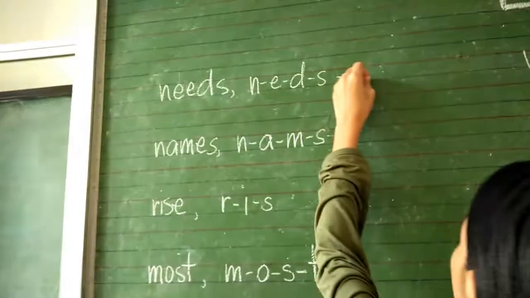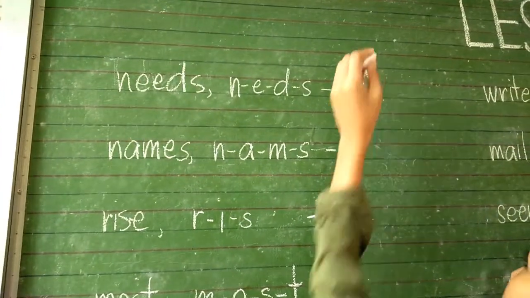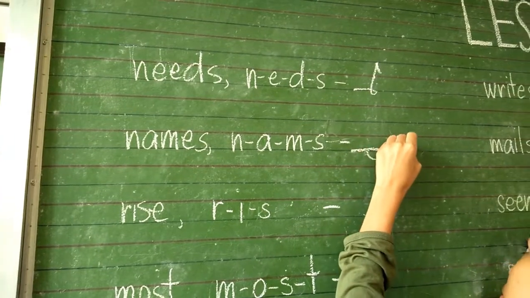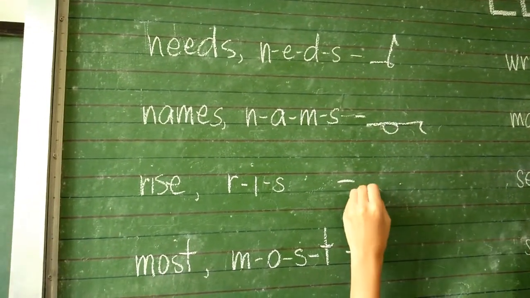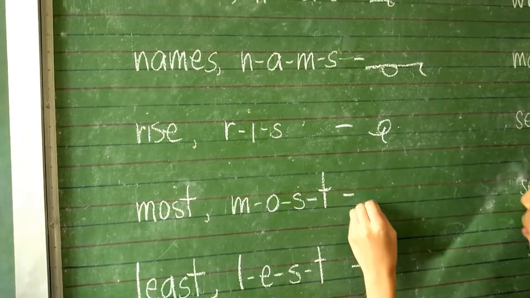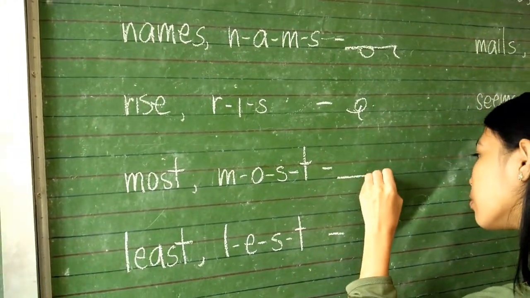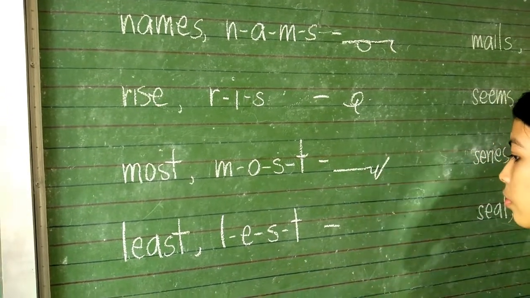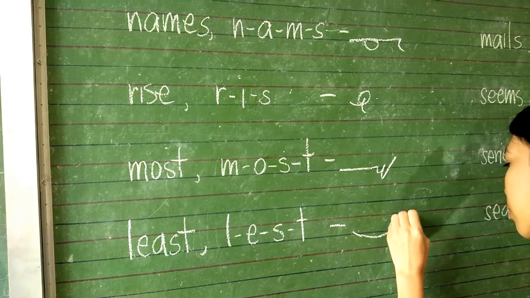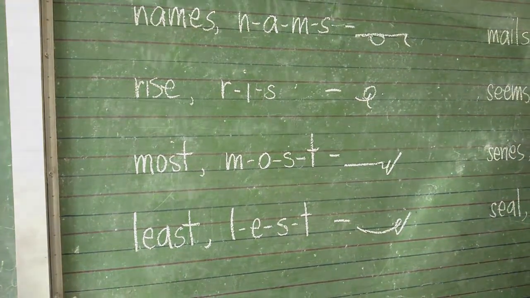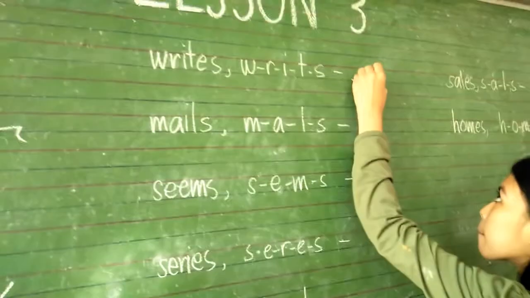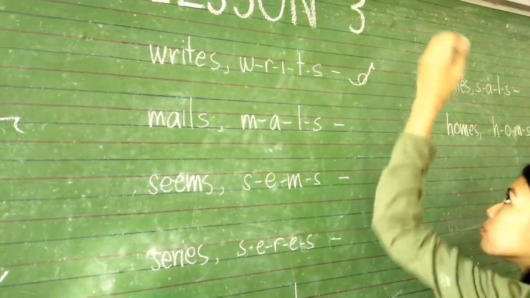Needs are represented by N, E, D, and left S. Names are represented by N, A, M, and left S. Rise is represented by R, long I, and left S. Most is represented by M, O, left S, and T. Least is represented by L, E, S, and T. Rights is represented by R, long I, T, and S.